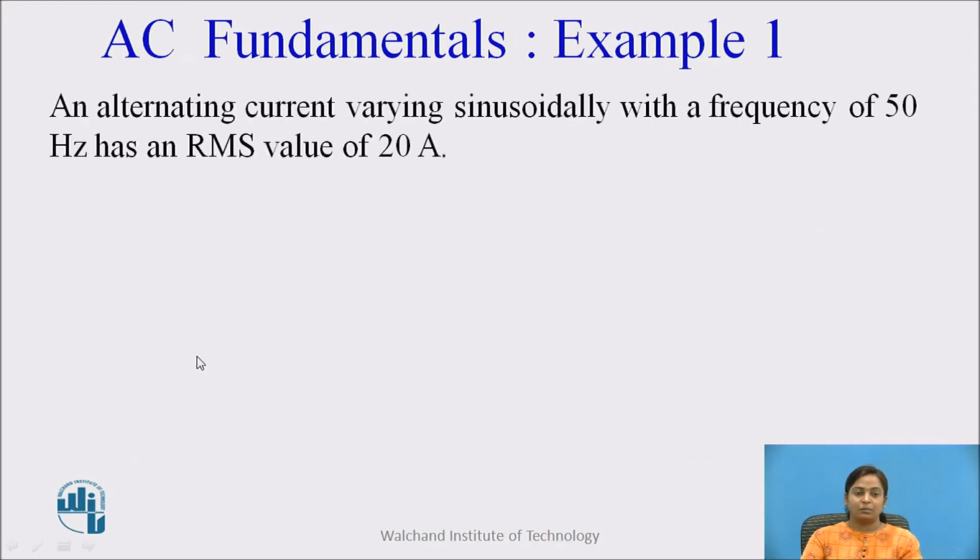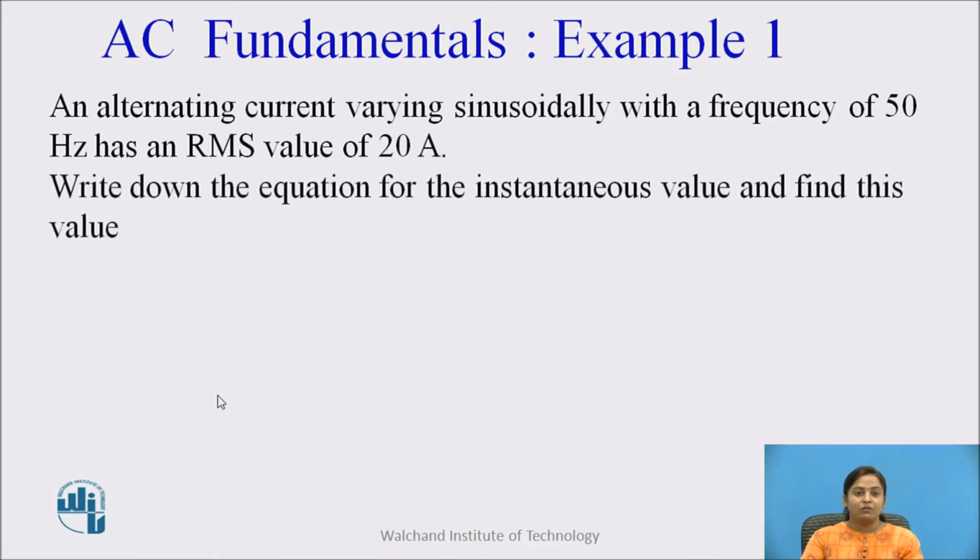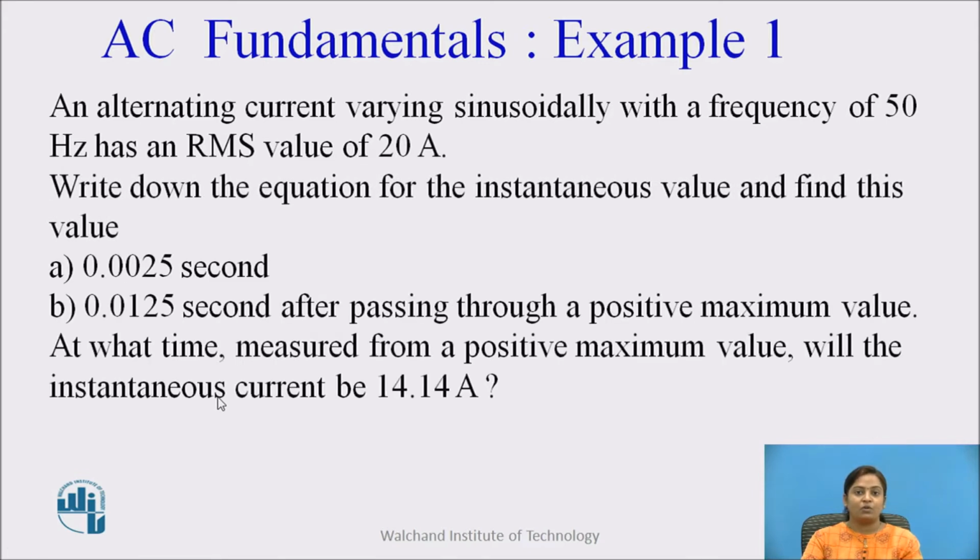See the first example. An alternating current varying sinusoidally with a frequency of 50 Hz has an RMS value of 20 ampere. Then write down the equation for the instantaneous value and find this value at 0.0025 second and 0.012 second after passing through a positive maximum value. At what time measured from the positive maximum value will the instantaneous current be 14.14 ampere?